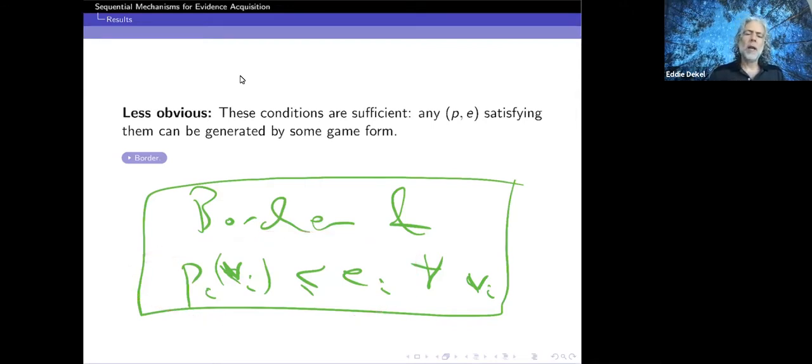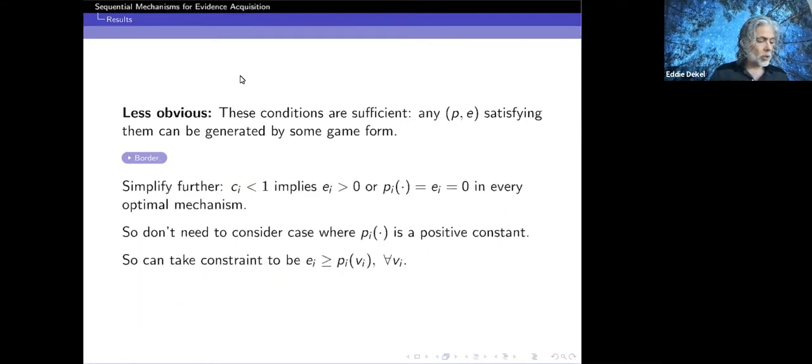It's just going to avoid a class of cases that we expect are not going to be very interesting, though we haven't solved for it, so we can't be sure. So what we're going to do is assume that CI is less than 1. In that case, we don't need to worry about PI being a positive constant. In that case, we can take the constraint to be what I said before. So whenever I say the evidence constraint, this is what I mean. And this is the constraint.